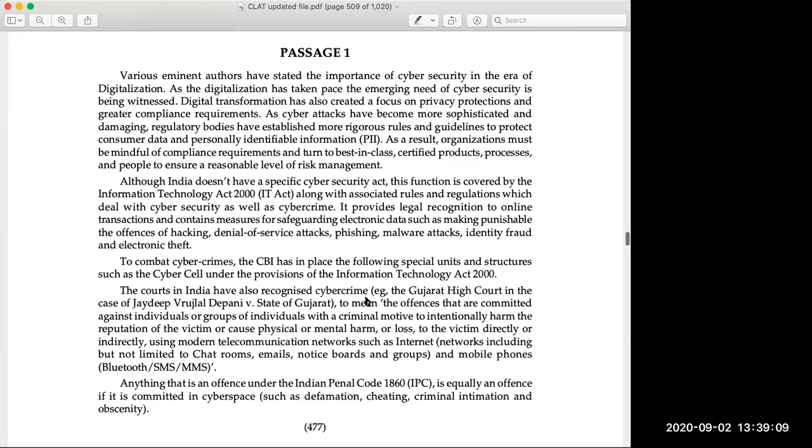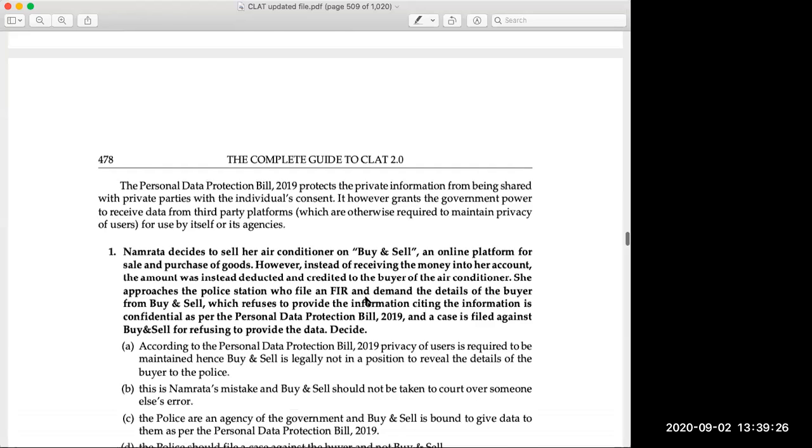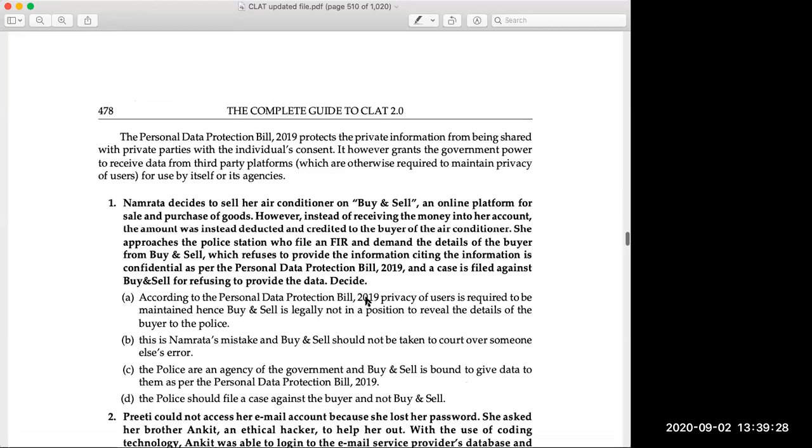The IPC offence is equally an offense if it is committed in cyberspace, such as defamation, cheating, criminal intimidation, and obscenity. The Personal Data Protection Bill 2019 protects private information from being shared with private parties without the individual's consent. It, however, grants the government power to receive data from third party platforms which are otherwise required to maintain the privacy of the users, for use by itself or its agencies.